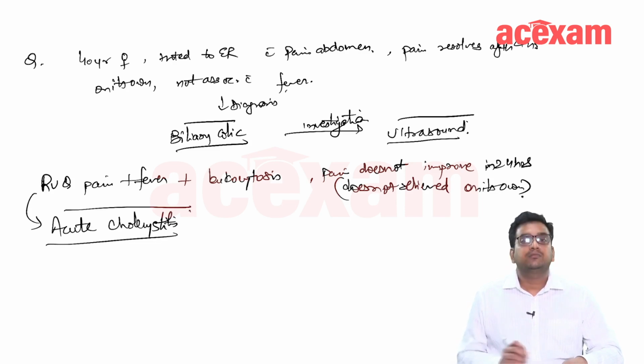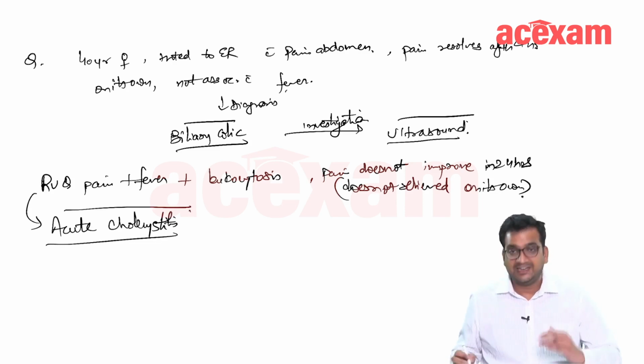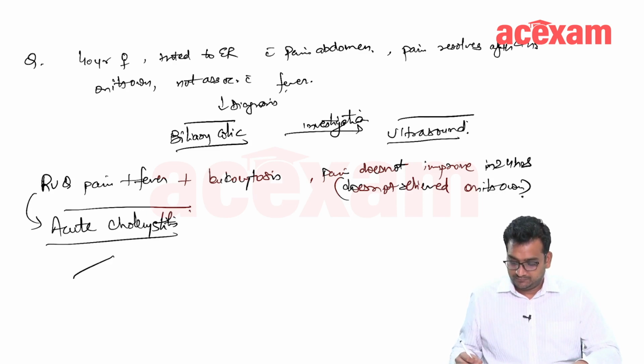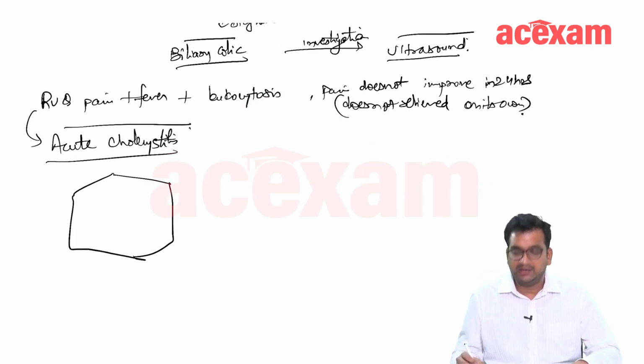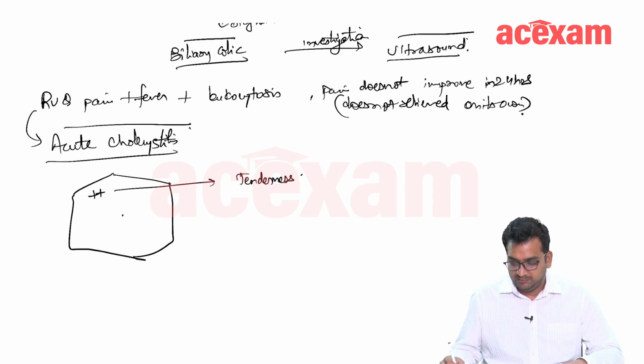How are we able to diagnose acute cholecystitis clinically? Along with this right upper quadrant pain complaint and fever, on clinical examination, there will be tenderness in the right upper abdomen. Palpable tenderness will be present.